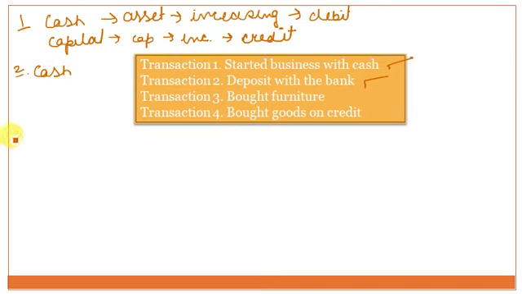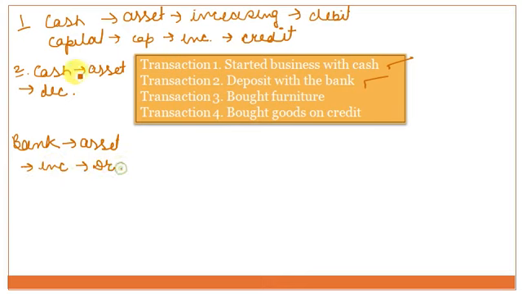If we take the next transaction, deposit with the bank, then what two accounts are involved? Cash and bank. So what we can see is that cash is an asset, bank is also an asset, but when we deposit money into the bank, the cash is decreasing whereas the bank is increasing. So bank should be debited and cash should be credited.